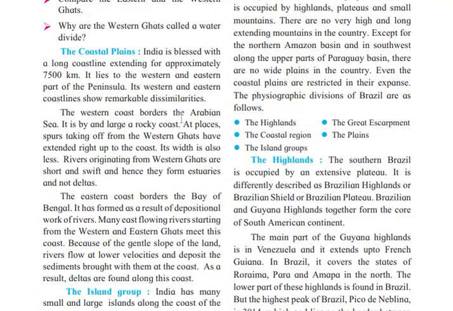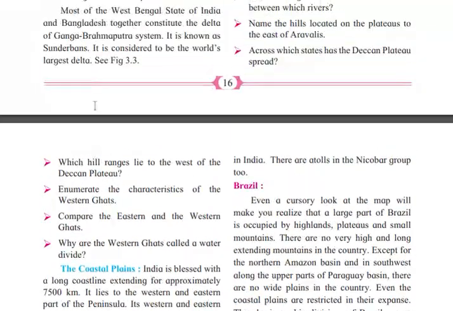And then coastal plains. Coastal plains means nothing but the area which is near the water. India is blessed with a long coastline extending approximately 7,500 kilometers.